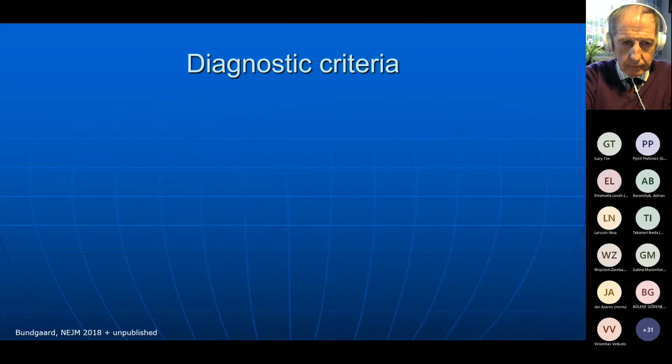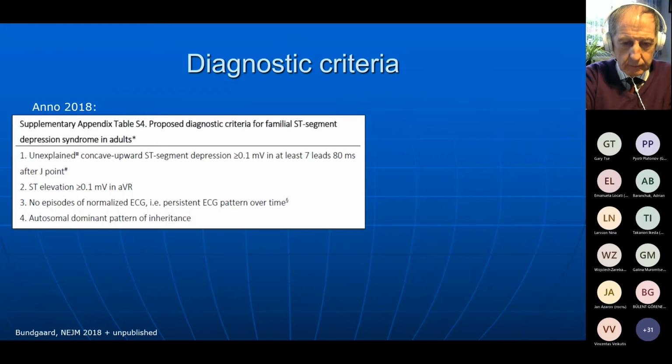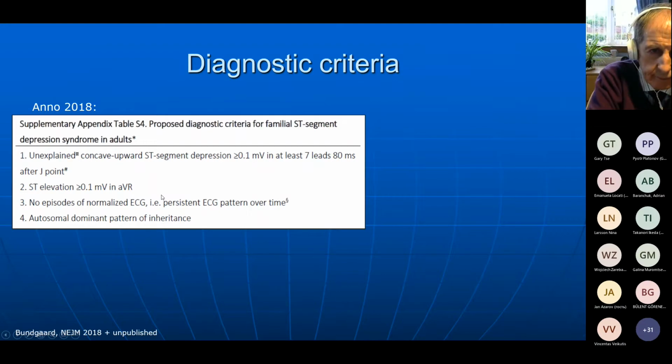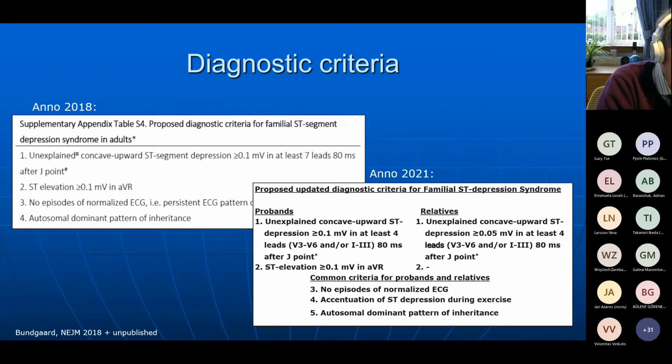How to diagnose this condition? Back in 2018, when we published the first report on this, we proposed this table with diagnostic criteria, and they were based on that you have to have at least 1 millimeter of ST depression in 7 leads, and the ECG never had to normalize, and it had to be inherited. After we analyzed these 14 families, we've just submitted a manuscript where we actually proposed to make the criteria a bit more lenient, because in our experience, the ECG phenotype is not as pronounced in all the patients, especially in the relatives. They can have relatively discrete ST depressions.